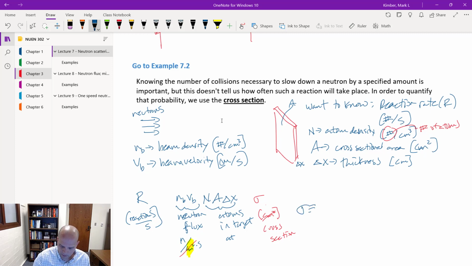And the formal definition of this is to look at the limit as that delta x goes to 0. So as the thickness of that target gets smaller and smaller and smaller, the limit as it goes to 0 of how many reactions I have over the beam parameters, so NB and VB, and then the target parameters.